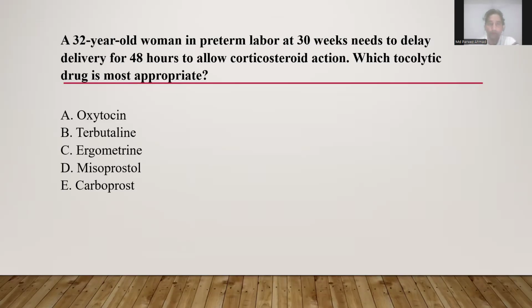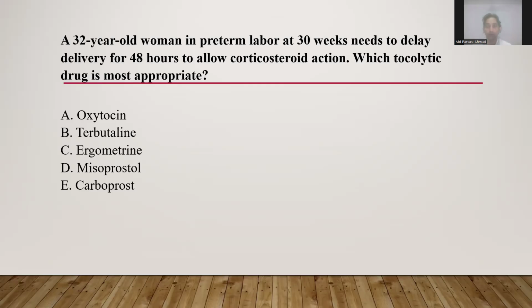Okay. Now the question is for your assessment. A 32-year-old woman is in preterm labor at 30 weeks, and needs to delay delivery for 48 hours to allow corticosteroid action. Which tocolytic agent is most appropriate for this condition? Options are oxytocin, terbutaline, ergometrine, misoprostol, and carboprost. Which one is the right answer? Here B, terbutaline is the right answer.